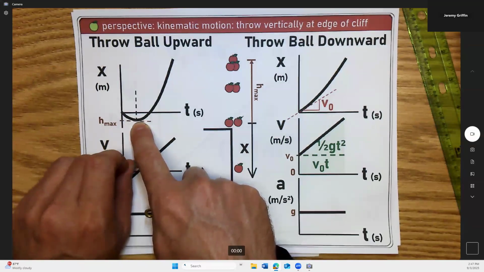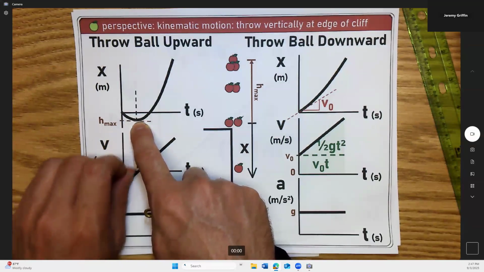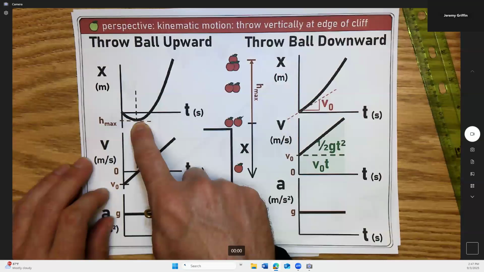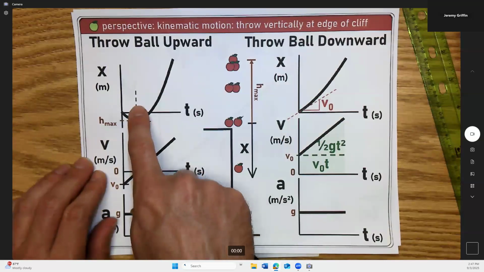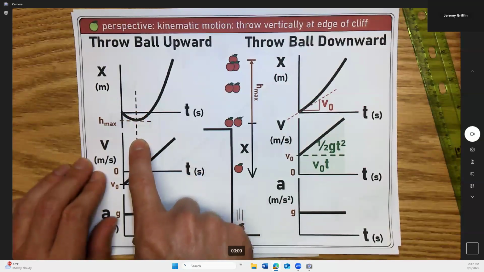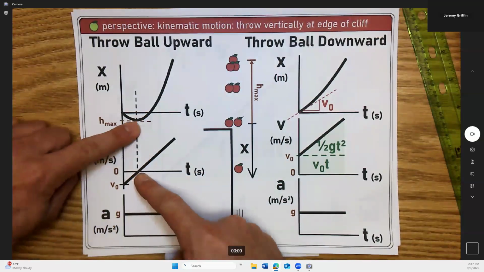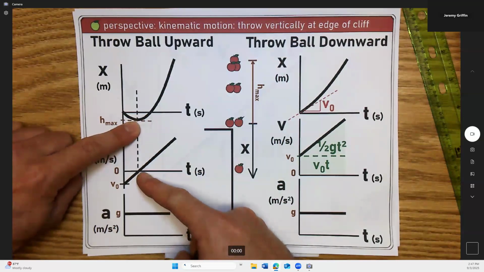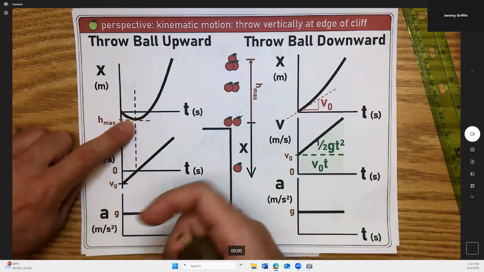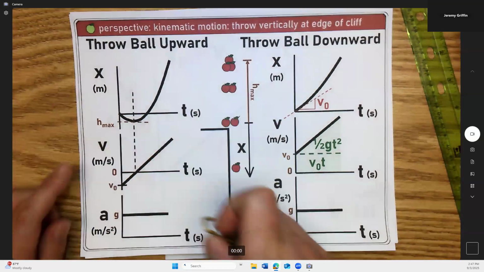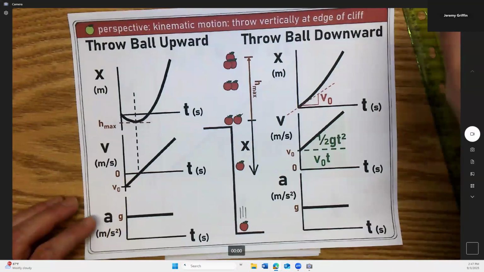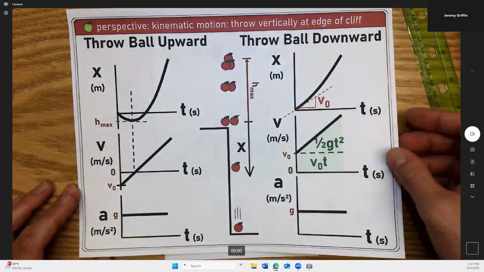What is the speed at the maximum height point? Zero. If this is the same time, should this align with 0 meters per second? Oh, it does right there. You see that? The max height point aligns with that zero speed. Same thing. And it speeds up on the way down. Okay. So you good with these?